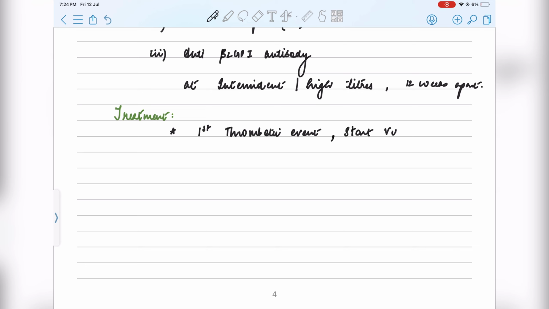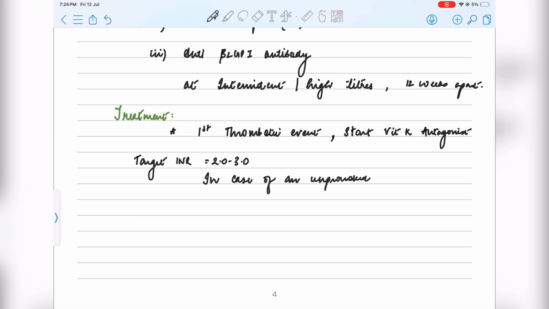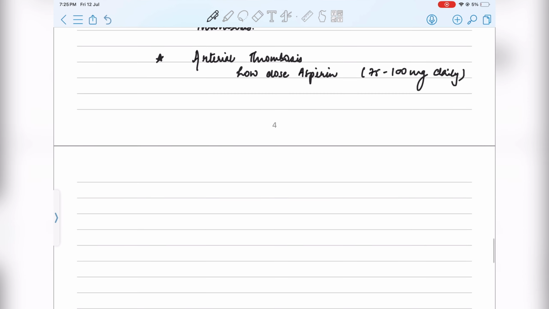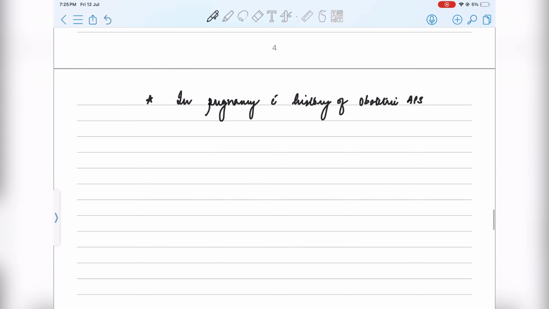Last but not the least, we will be discussing the treatment of APS. So if a patient has first thrombotic event, we need to start vitamin K antagonist. And in case of any unprovoked venous thrombosis, we'll target the INR between 2 to 3. Next up is when patient has arterial thrombosis, we'll try and give low dose aspirin, 75 to 100 milligram every day.